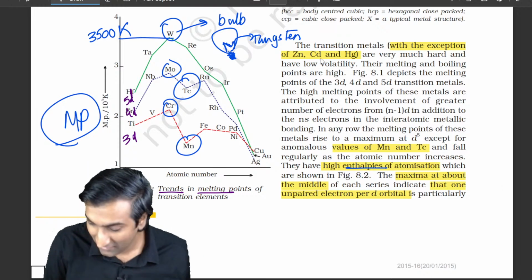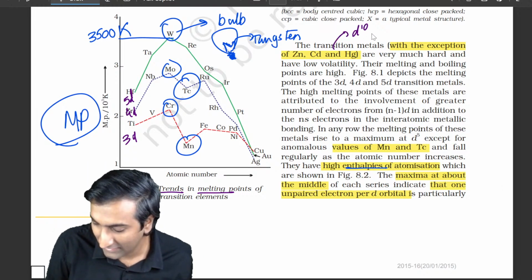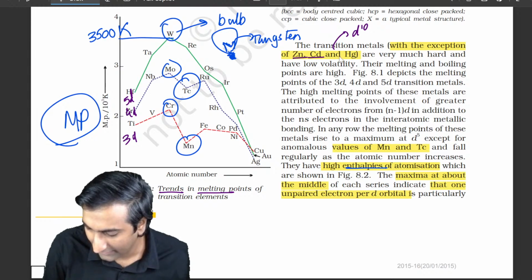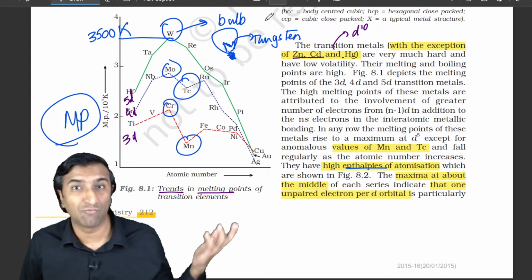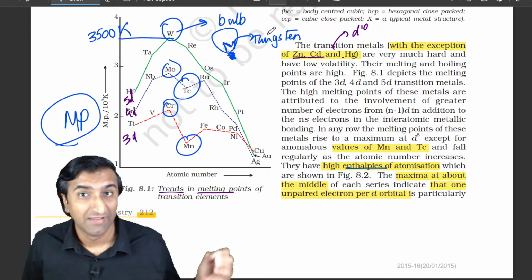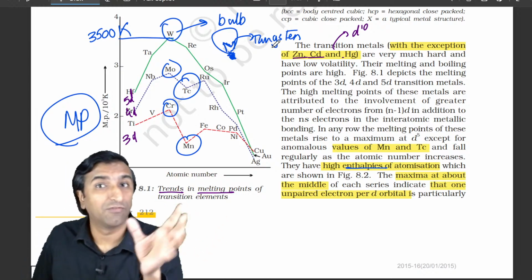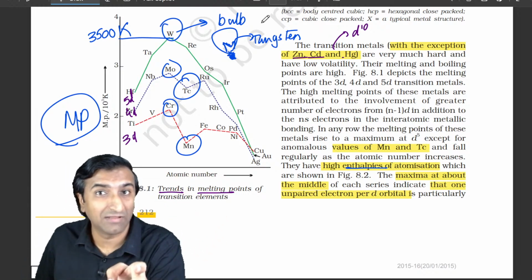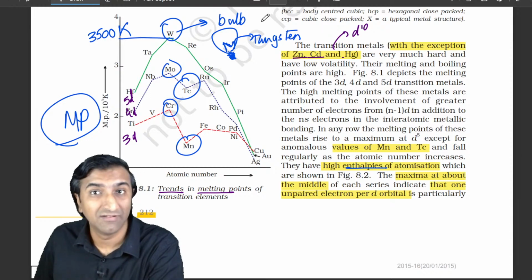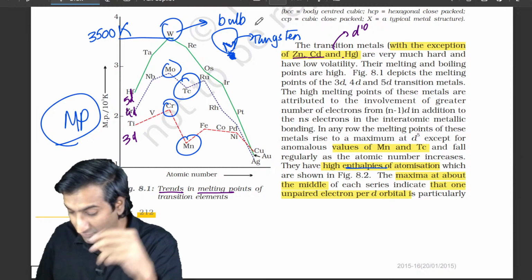Which are the exceptions? D10 configurations, D9, I mean D10, both of these are D10, right? Etc. etc. Mercury, you know, is a metal, I'm sorry, a liquid. Zinc, I know it's been removed from your syllabus, but we used to talk about the extraction of zinc. You talk about distillation, meaning it has very low melting points, boiling points, etc.